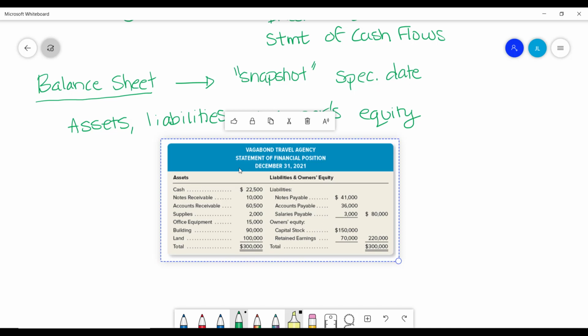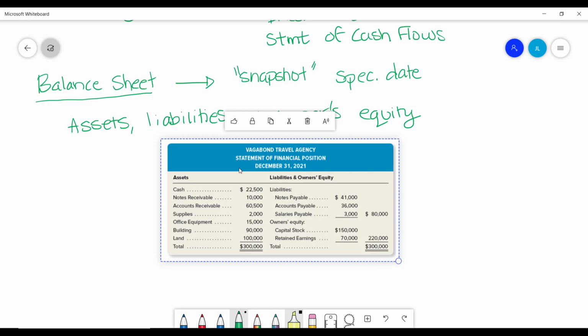Okay. So we can see here that it shows the company's assets like cash, supplies, building, land, as well as its liabilities and its owner's equity accounts. And then all of these assets also have a total. So you have a total asset line, a total liabilities line, and a total liabilities and owner's equity line down at the bottom.